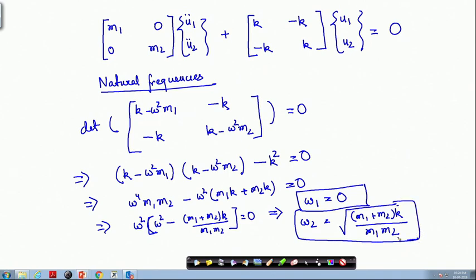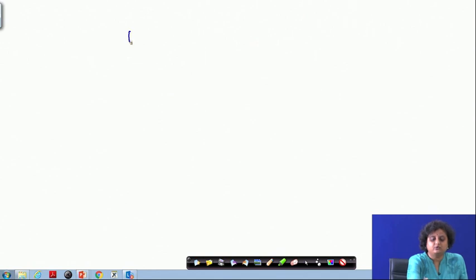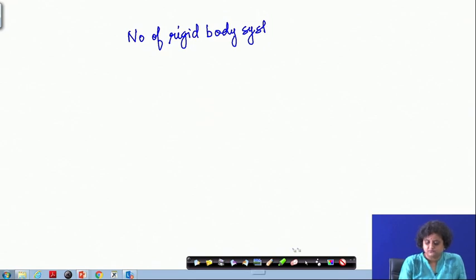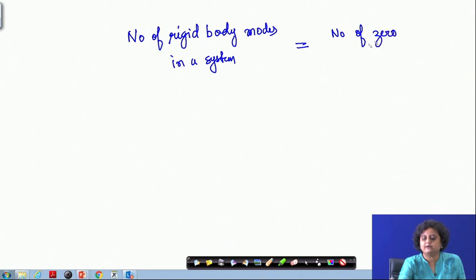Therefore, we can say that if a system has one or more rigid body modes, then some natural frequencies are going to be equal to 0. In other words, the number of rigid body modes in a system, so in this particular case, we had only one rigid body mode. There could be systems where we can have more than one rigid body mode. This is equal to the number of 0 natural frequencies of the system.